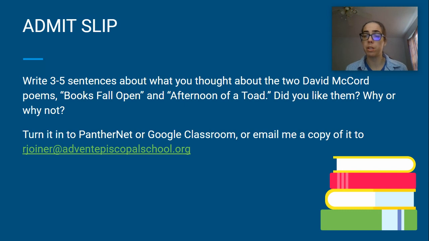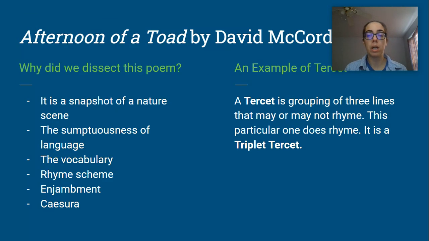You can do this the same way you've done the rest of this stuff. You can turn it into PantherNet. There is a way to upload it to the assignment. You can do it through Google Classroom, or you can email me a copy.